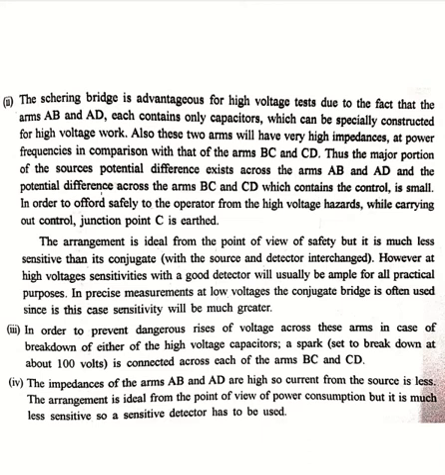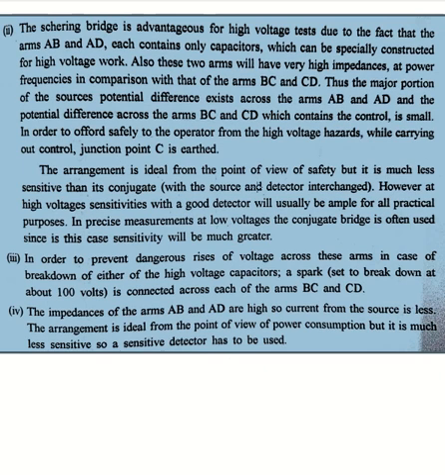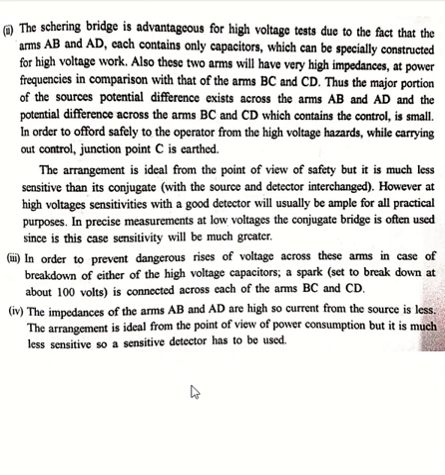As a safety measure for the operator, against high voltage hazards while carrying out the operation, the junction C is earthed, as we already discussed. The arrangement is ideal from the point of view of safety, but it is much less sensitive than its conjugate with source and detector interchanged.